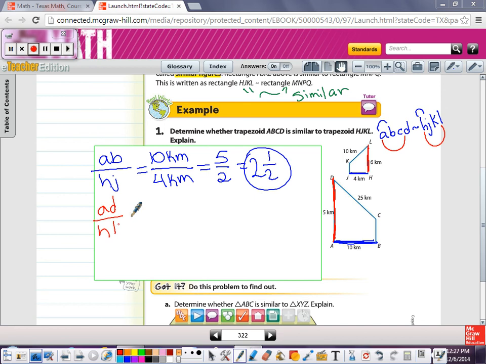A to D is 5 kilometers long, and H to L is 6 kilometers long. So AD, 5 kilometers, HL, 6 kilometers. Now, I'm having a bit of an issue with this, but let's go ahead and keep looking at it. So 5 to 6 cannot be simplified.